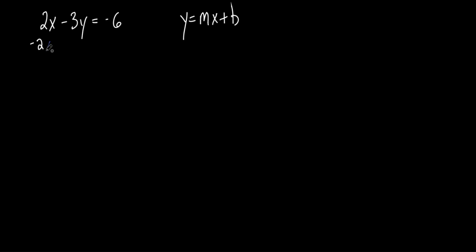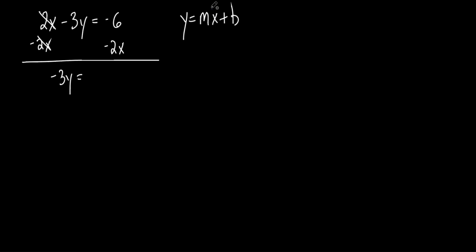I subtract 2x. And then what do I do to the other side? Subtract 2x from the other side. Everybody with me on that? Because I want to get y by itself, right? So I got to get rid of the x. So that cancels. Bring everything down. -3y equals. Now, we got to think about this. Remember, this is written y equals mx, then plus the b.